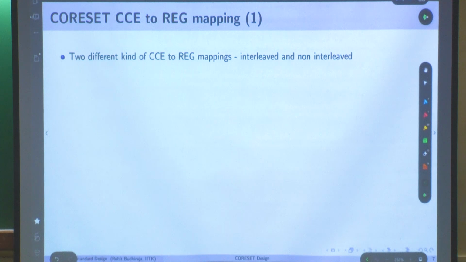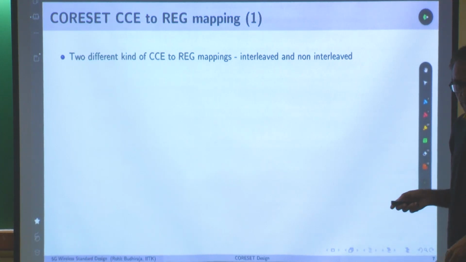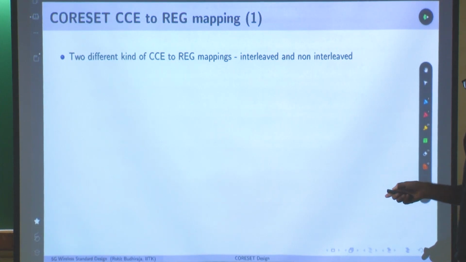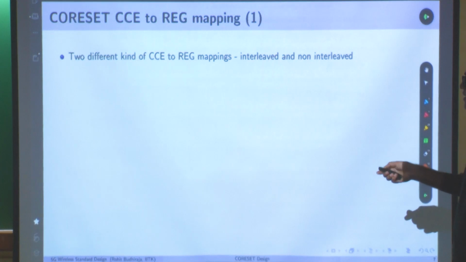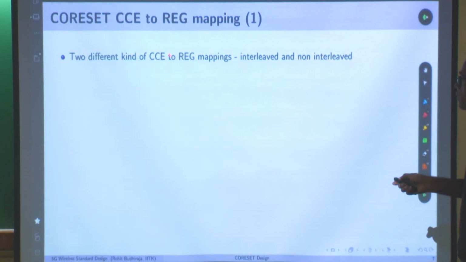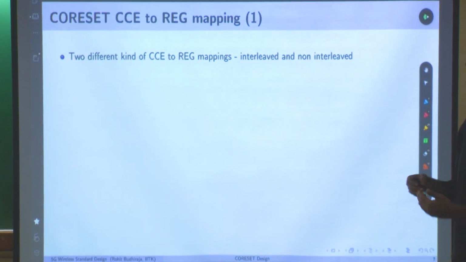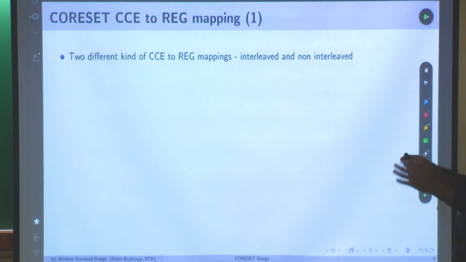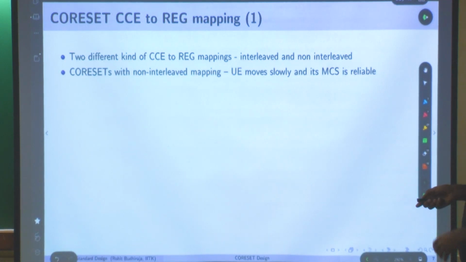So, let us talk about this interleaved and non-interleaved mapping. What we said was 2 different kinds of CCE to REG mapping. What are we saying here? Control channel element to resource element group mapping. A control channel element consists of 6 REGs, and how are they mapped? That is what is interleaved and non-interleaved. Let us see that.